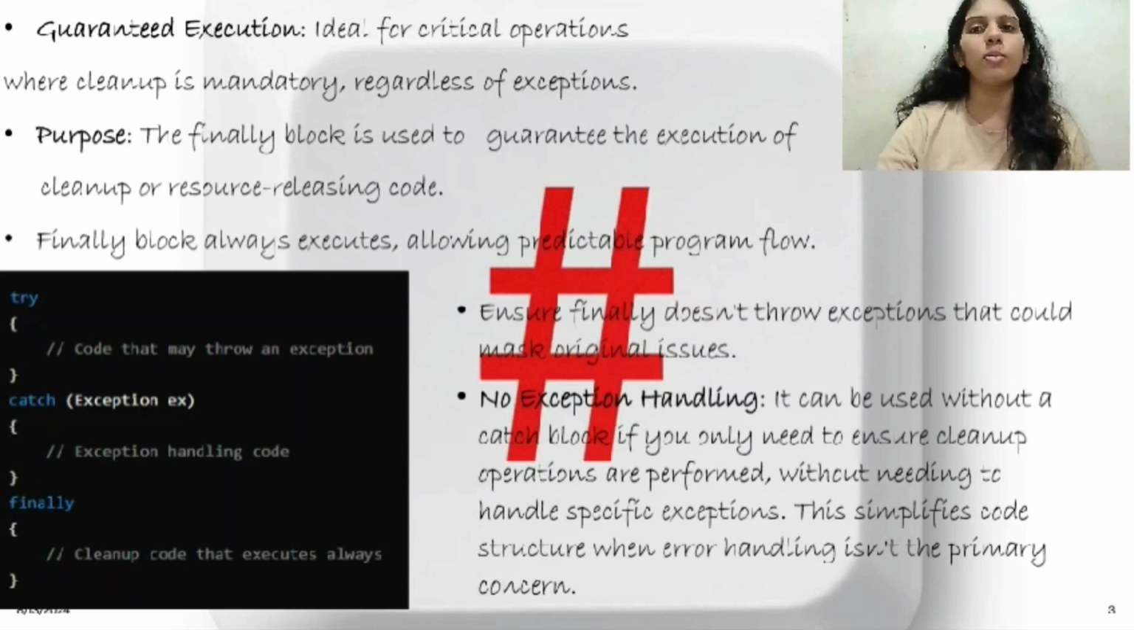So in short, the finally block is for cleanup and finalizing tasks after attempting an operation, ensuring the program is stable and resource friendly. Thank you.